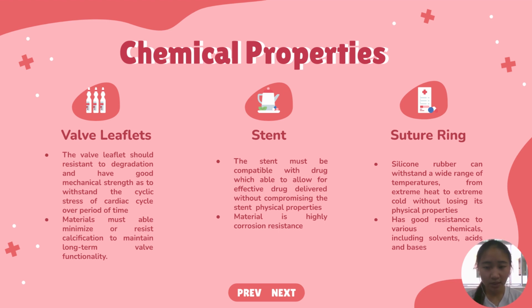While for stent, it must be compatible with drug which is able to allow for effective drug delivery without compromising the stent physical properties, and the material is highly corrosion resistant. While for structural ring, the silicone rubber can withstand a wide range of temperatures from extreme heat to extreme cold without losing its physical properties, and it has good resistance to various chemicals, including solvents, acids, and bases.